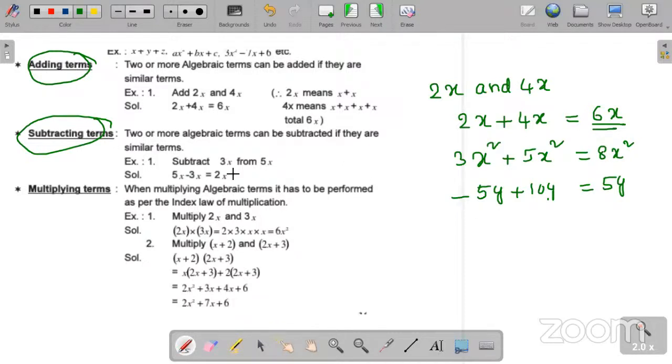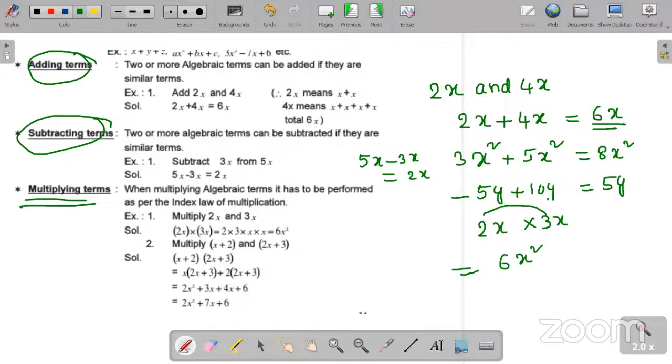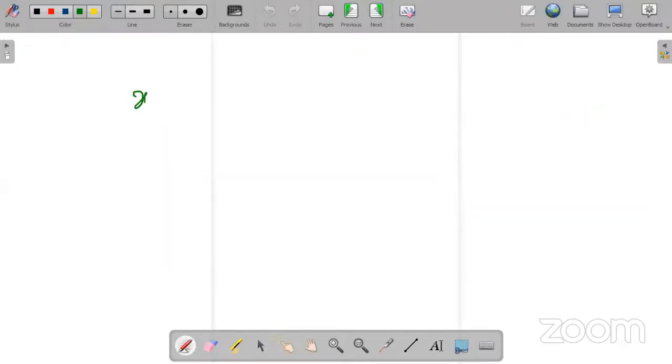We can subtract terms also. One expression can be subtracted from another. For example, subtract 3x from 5x, that means 5x minus 3x. If you subtract, what do you get? 2x. You can multiply the terms also. For example, the product of 2x and 3x: first multiply the numerical coefficients, 2 times 3 is 6, and x into x is x square. So 6x square.